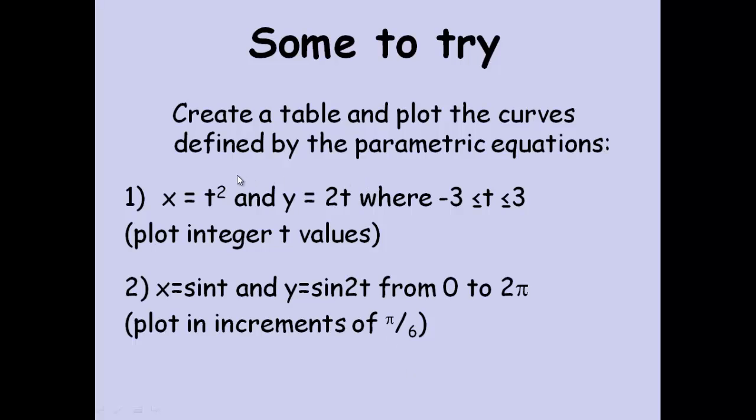Have a go at some. Make out a table with t values ranging from -3 to 3. Put them at every integer, so just put the integer t values along the top, and then underneath a row for x and a row for y, where the x value is t squared and the y value is 2t, and then plot the 7 coordinates you end up with and plot the curve. Then do the same sort of process for this parametric graph here, where you've got x equals sine t and y equals sine 2t, and do this one between 0 and 2 pi, plotting at increments of 1/6 of pi.